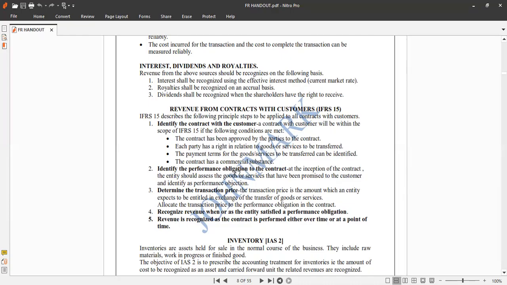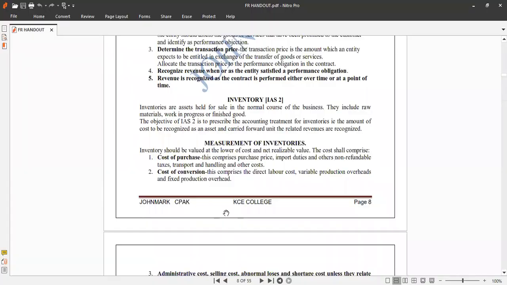Then number two, identify the performance obligation in the contract. In this case, both parties need to know the obligation. What am I supposed to do? What are you supposed to deliver? In that case, you determine the performance obligation. Then number three, you determine the transaction price. That's why we say that the contract has a commercial substance. You have to be able to determine the transaction price. The transaction price is the amount which the entity expects to be entitled to in exchange for the transfer of goods and services. Then step number four, recognize revenue when or as the entity satisfies the performance obligation, and then revenue is recognized as a contract is performed, either over time or at a point in time.